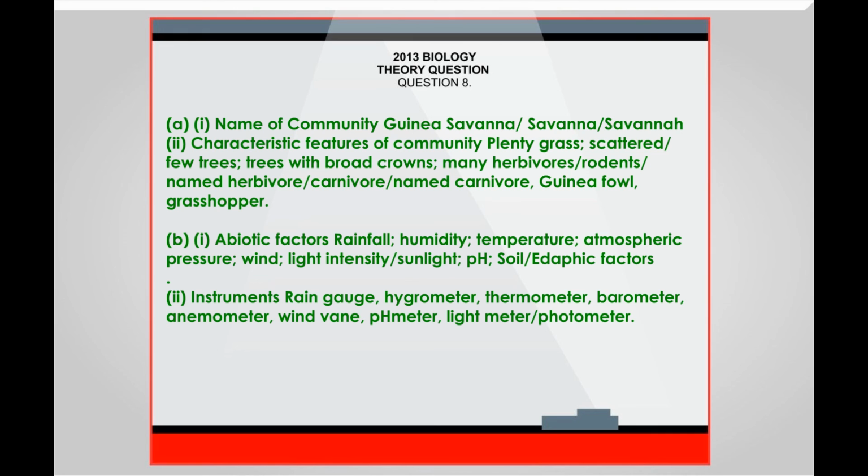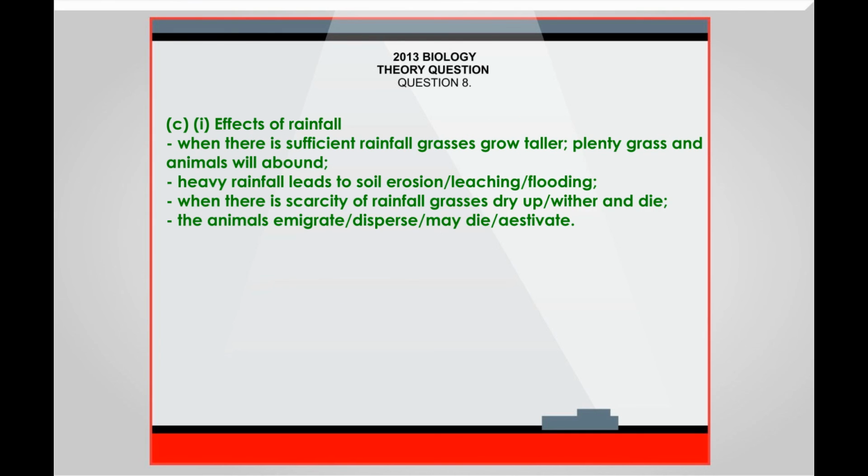II. pH, soil/edaphic factors. Instruments: rain gauge, hygrometer, thermometer, barometer, anemometer, wind vane, pH meter. Effects of rainfall.